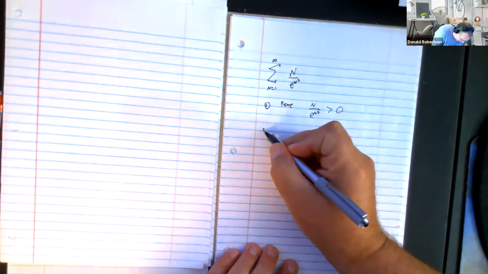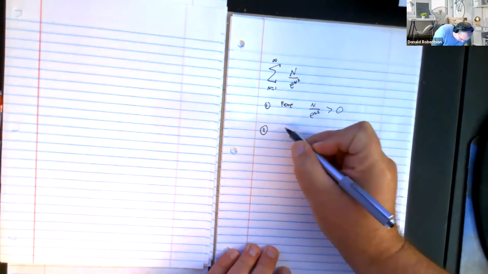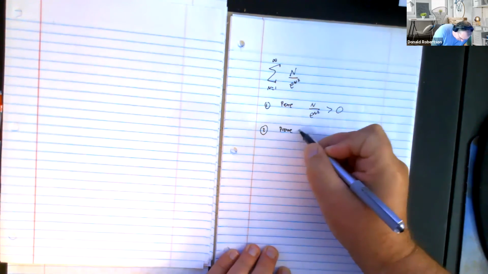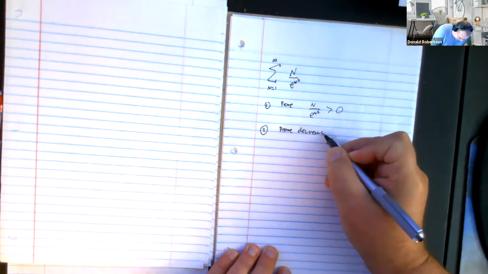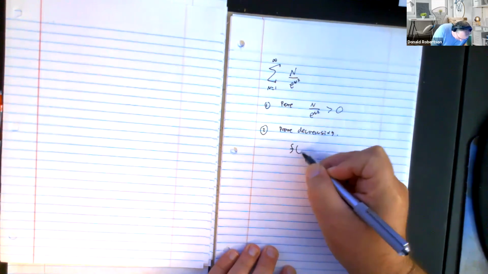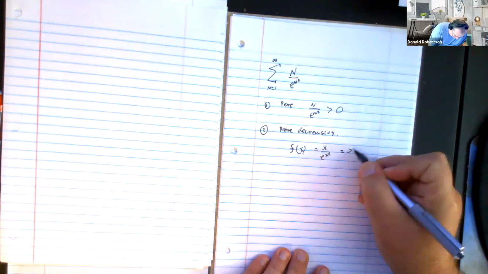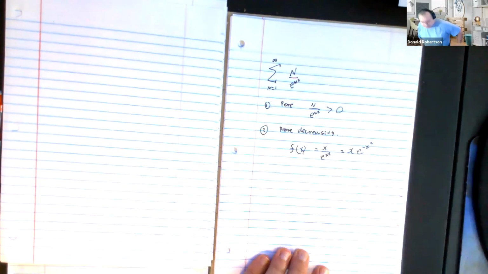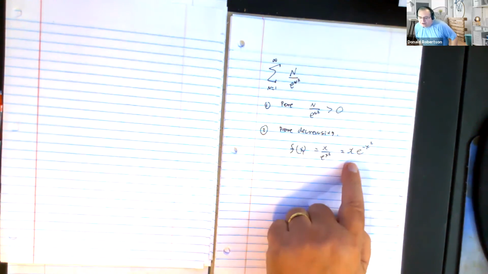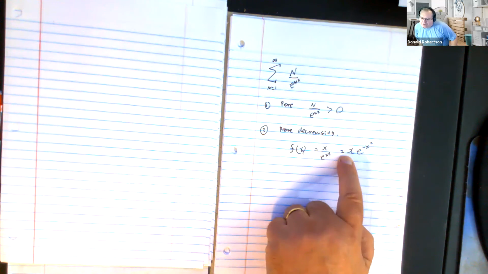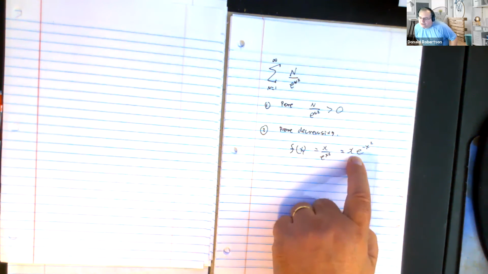Now, the second one's a little bit more. I need to prove that it's decreasing. To prove it's decreasing, let's call it f of x, which is that guy. The only reason I'm rewriting it is that if I'm going to differentiate something, would you agree the product rule tends to be easier than the quotient rule? But you could leave it that way if you want.